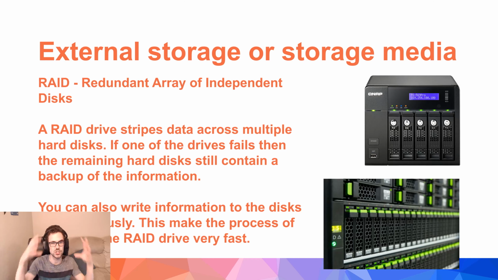Like this machine is holding multiple hard drives, perhaps 4, perhaps 5, 6, 25. It can have as many as you want. It just depends on the setup that you pick, and they will stripe the data across it. So if two of them fail, then you'll have an extra copy. You can set up RAID to not have multiple copies, but the majority of people do. You can also write information to these disks simultaneously. This makes the process of writing to the RAID drive very fast. So it tends to be that way.